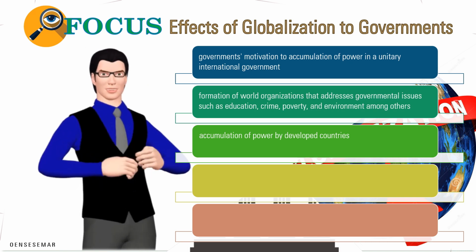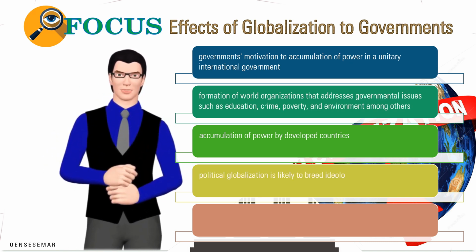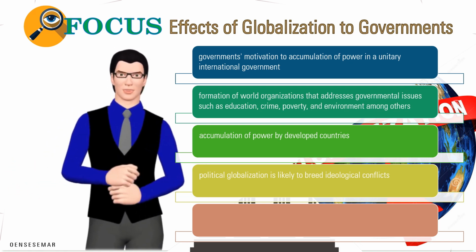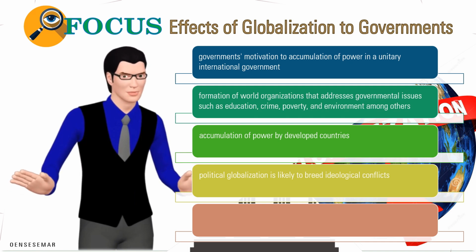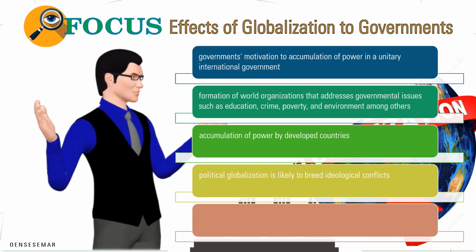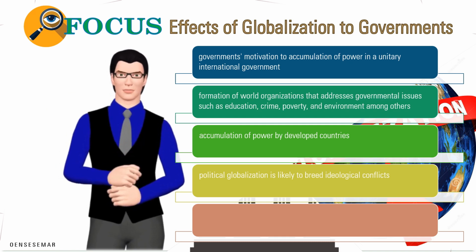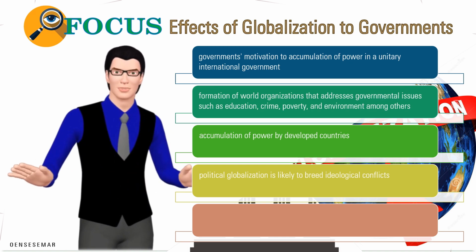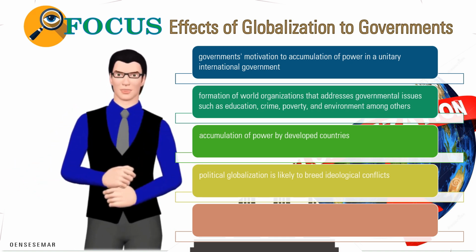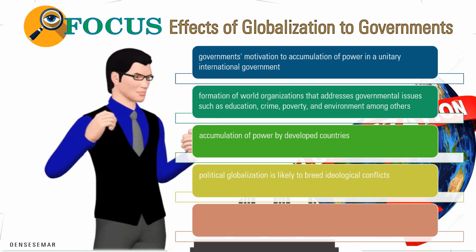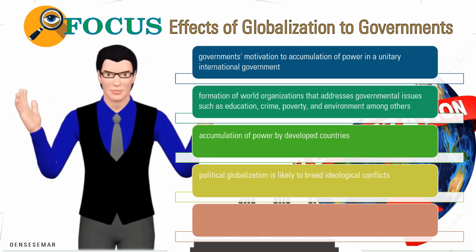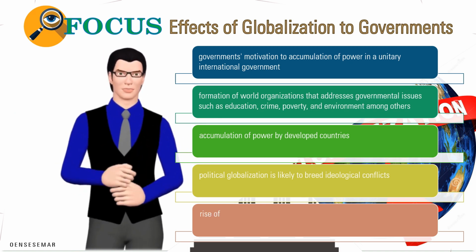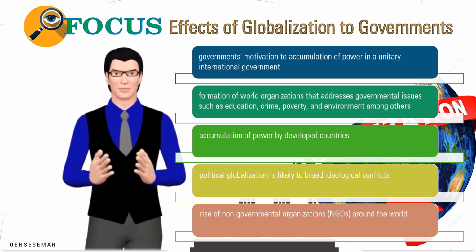Furthermore, political globalization is likely to breed ideological conflicts. Most countries around the world are experimenting with various forms of governance, such as capitalism, democracy, or communism. When powerful countries decide to spread their ideologies and impose them on other nations around the world, tensions are likely to rise. As a condition for receiving aid, developing countries are sometimes forced to adopt some of the political ideologies of powerful states. Another effect of globalization on governments is the rise of non-governmental organizations (NGOs) around the world.